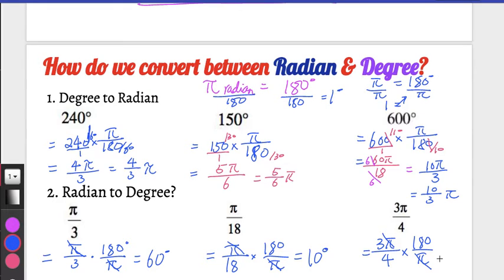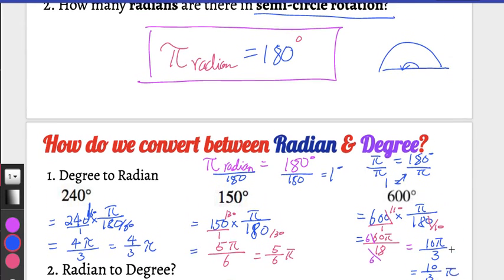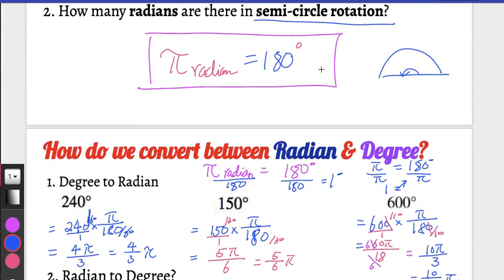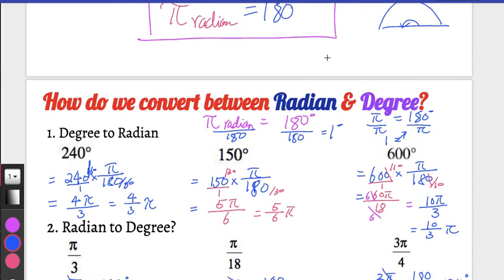Now you can do it multiple ways. You can use 3 times 180, and then whatever you get, you divide by 4. Or you use 180 divided by 4 first to simplify that, times 3, and you will figure out the answer, which is 135 degree. Okay, so this is how we convert between degree and radian, and the very important thing we use comes from pi radian equals 180 degree.